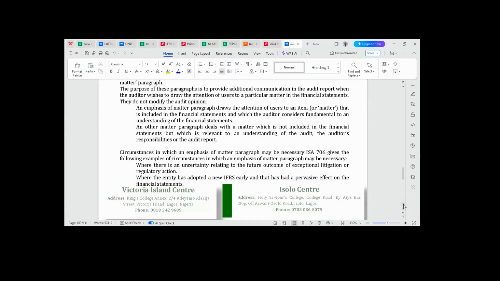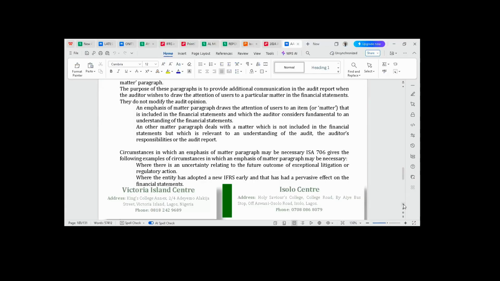So let me give an instance of what I mean by key audit matter. I'll use the example to explain it. There are matters that, based on the auditor's professional judgment, are significant. What that means is that key audit matters are subjective. I might see a transaction or a circumstance or a matter as a key audit matter, and another auditor might say, no, this is not a key audit matter. It is subjective in nature. I hope you understand that. That's what you need to know.